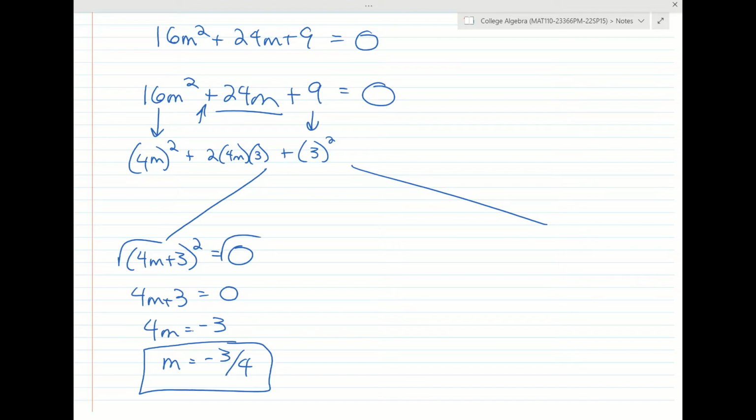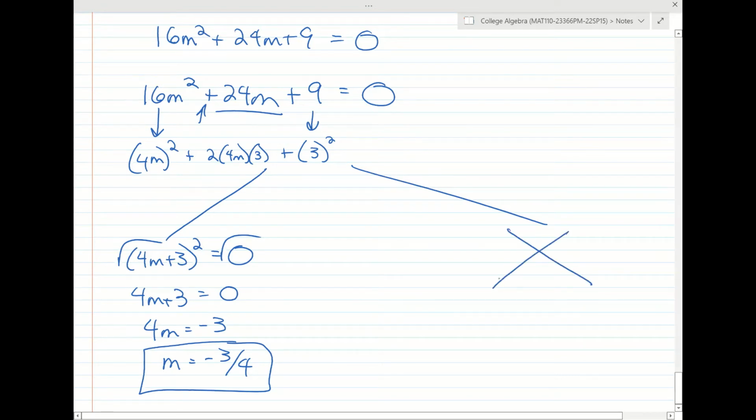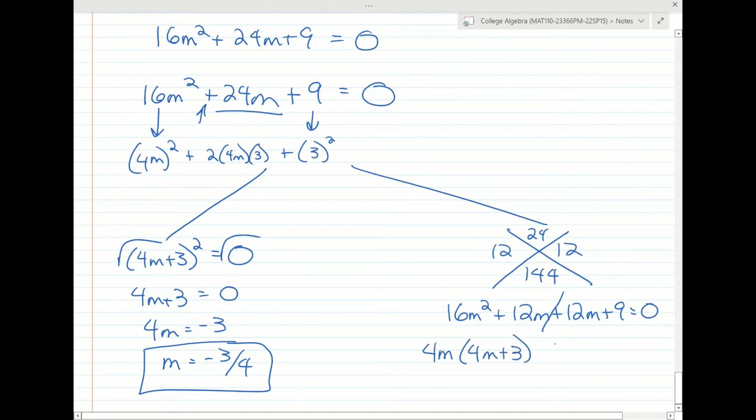Another way to do it, if you don't want to memorize that formula, I told you all along you don't have to memorize it. You could also just do 16 times 9, which is 144, and add up to be 24, which is 12 and 12. So if you want to just do it the way we talked about with trinomials, this would be 16m squared plus 12m plus 12m plus 9 is equal to 0. You go ahead and take out 4m, you get 4m plus 3. Take out 3, we get 4m plus 3. So either way, you get exactly the same answer.